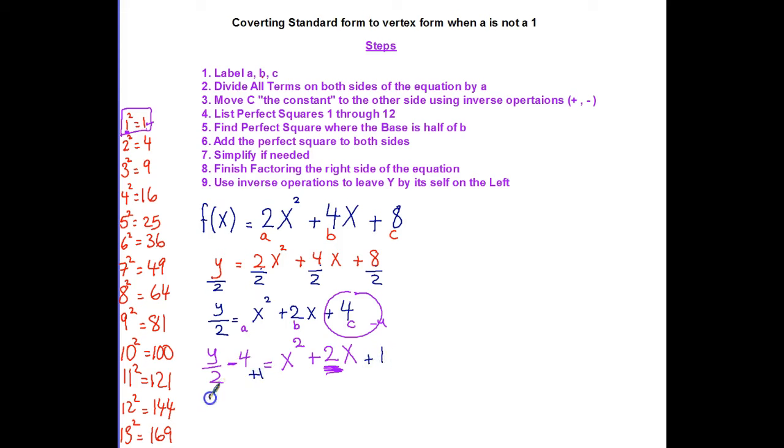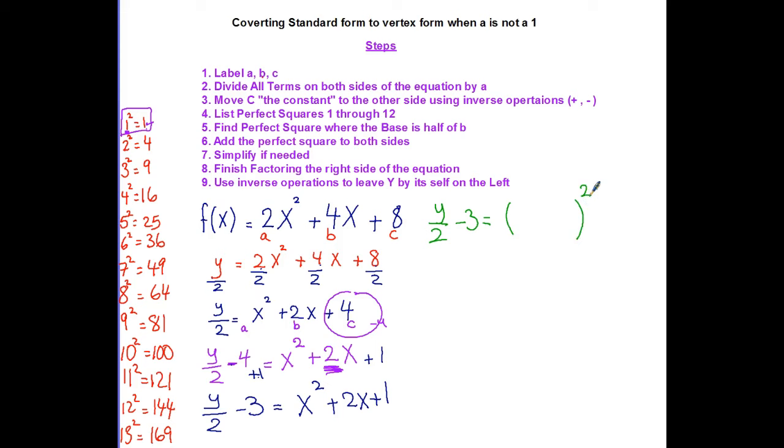So, y over 2 stays the same. Minus 4 plus 1 is minus 3. That's equal to x squared plus 2x plus 1. Okay, so now we need to apply the rule that we applied yesterday. So what we need to do is we need to put it in the vertex form. So we're going to keep the y over 2 minus 3 is equal to, you have parentheses, squared.